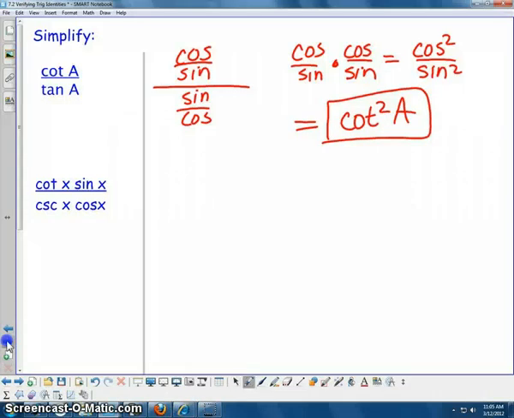Let's look at the next problem now. Cotangent x sine x divided by cosecant x cosine x. So cotangent x, I'm going to write down as cosine over sine.